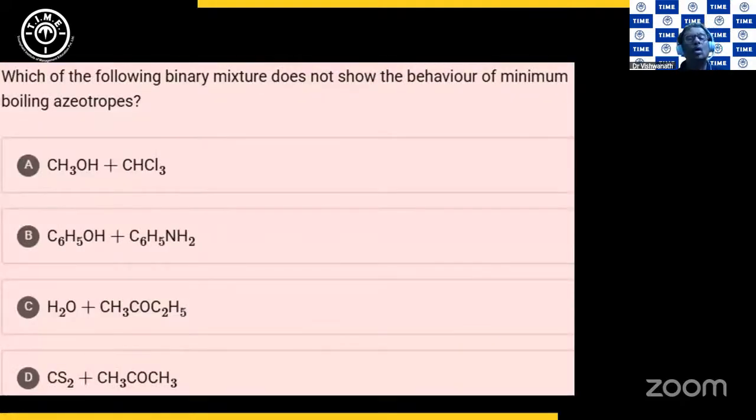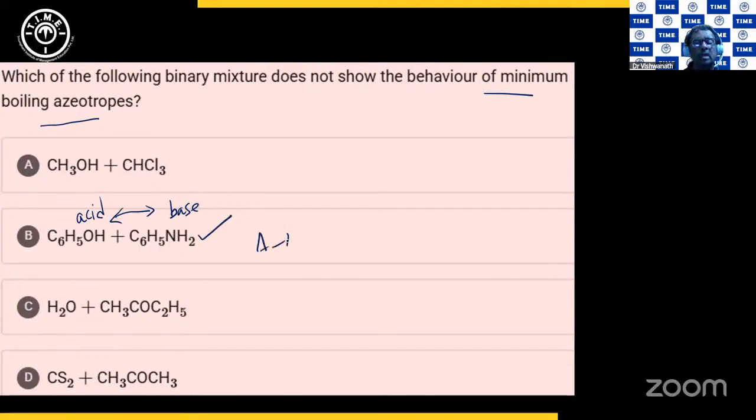Now, on to testing our knowledge. Which of the following binary mixtures doesn't show the behavior of minimum boiling azeotropes? Which means that you're looking for a maximum boiling azeotrope. Look at this. Phenol is an acid, and aniline is a base. And acid and base can interact well. So this should be the example where we will not have minimum boiling azeotropes.